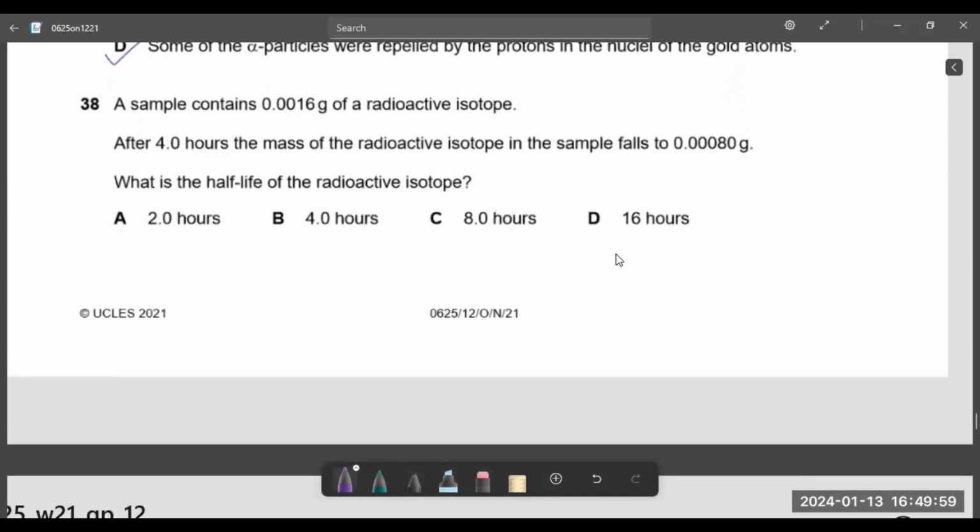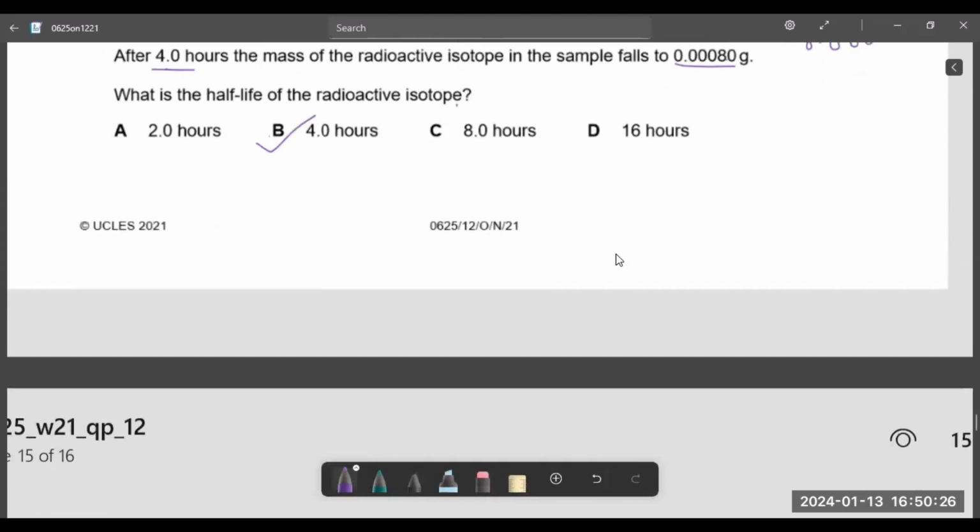A sample contains 0.0016 gram of radioactive isotope. After 4 hours, the mass has been reduced to 0.0008. That means from 0.0016, it has been reduced to 0.0008, just half of this. So the half-life of the radioactive isotope is 4 hours. So the right answer is B, 4.